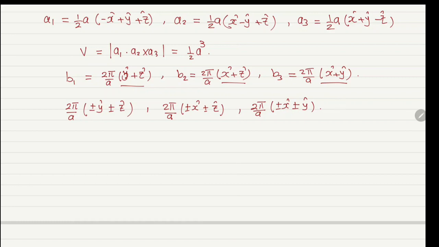Now the volume of the primitive cell in reciprocal space for the BCC structure follows the same rule, but in this case we use b1 dot b2 cross b3, and you just substitute b1, b2, b3, you will get 2 times (2 pi over a) cubed.